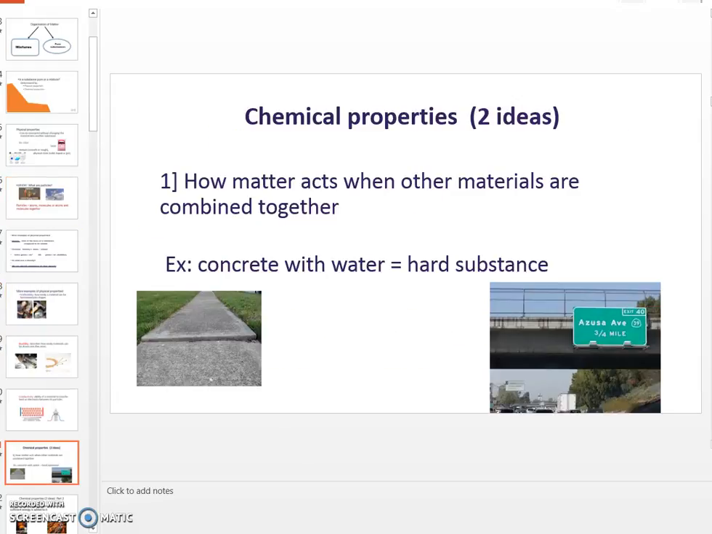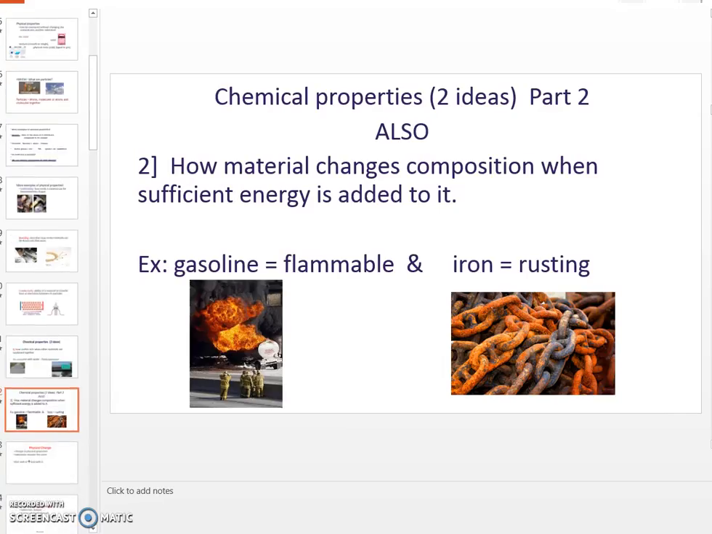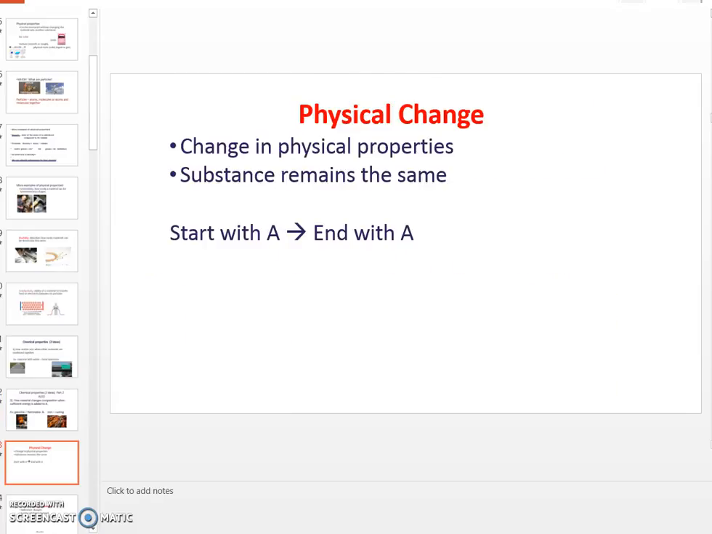Moving on. Chemical properties. Now, again, this is the idea that we do change the substance from one thing into another. So how does the matter react when you have other materials combined together, like concrete with water becoming a hard substance? What happens to the material? How does it change when you add enough energy, think heat, to it?